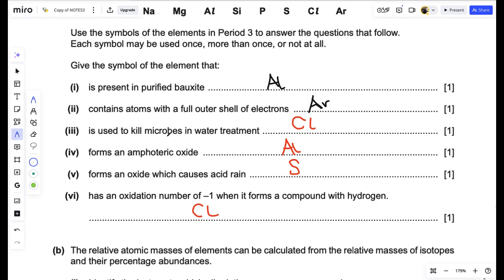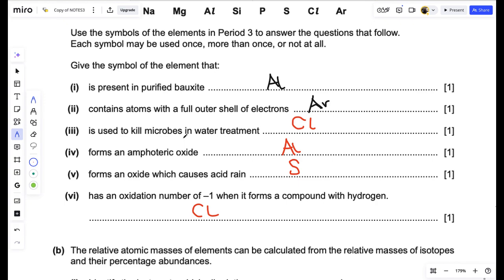Now, it says it's used to kill microbes in water treatment. It is chlorine. We use chlorine for killing microbes in water. If you go to treatment plants where we purify water, after we boil water in the water industry, the next thing we add is chlorine to kill the remaining bacteria. So chlorine is used to kill microbes in water treatment. Is that okay? So take note. Chlorine is also used for bleaching and for killing microbes in water.